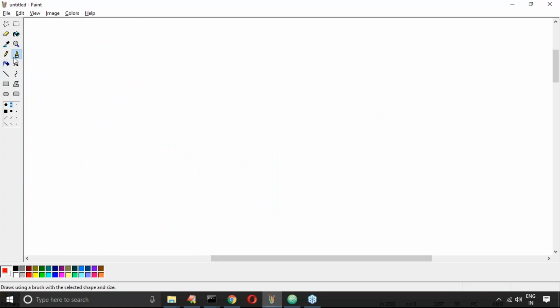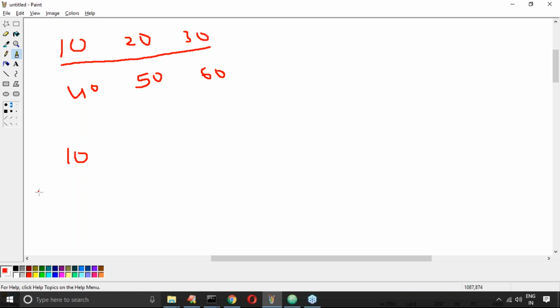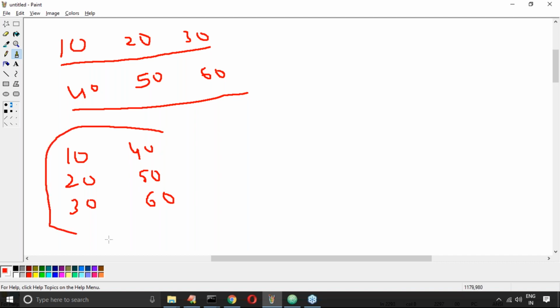Which way is more meaningful, just to understand easily for the students' sake? 10, 20, 30 is there, and 40, 50, 60 is there. Can you please stack column wise? Explanation 1: take the first row and make it the first column. Next, take the second row and make it the next column. This is one approach I'm telling. Finally, this is the resultant array we are getting.